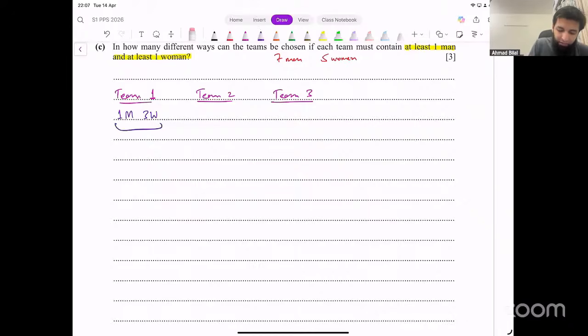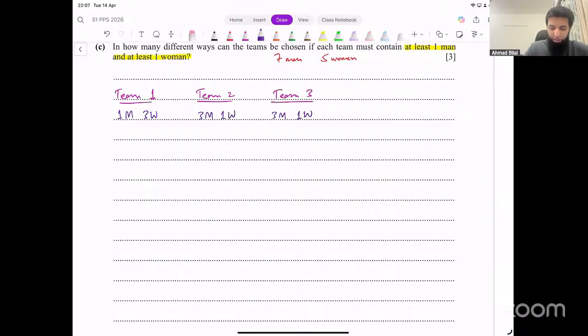With team 1 having this, the second team could have 2 men and 2 women. But then the problem would be the last team would not have any women left to choose from, because there are 5 of them. If 3 are in the first team, then to satisfy the condition of at least 1 woman in each team, the other teams need to have 1 woman each. So this is one possible scenario: 1 man and 3 women, 3 men and 1 woman, and 3 men and 1 woman.